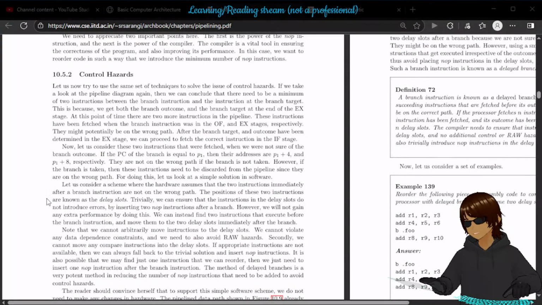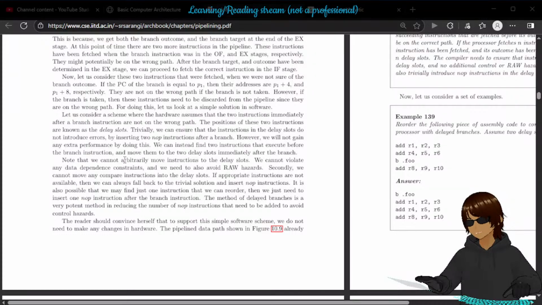Positions of these 2 instructions are known as the delay slots. Trivially, we can ensure that the instructions in the delay slots do not introduce errors by inserting 2 NOP instructions after a branch. However, we will not gain any extra performance by doing this. We can instead find 2 instructions that execute before the branch instruction and move them to the 2 delay slots immediately after the branch.